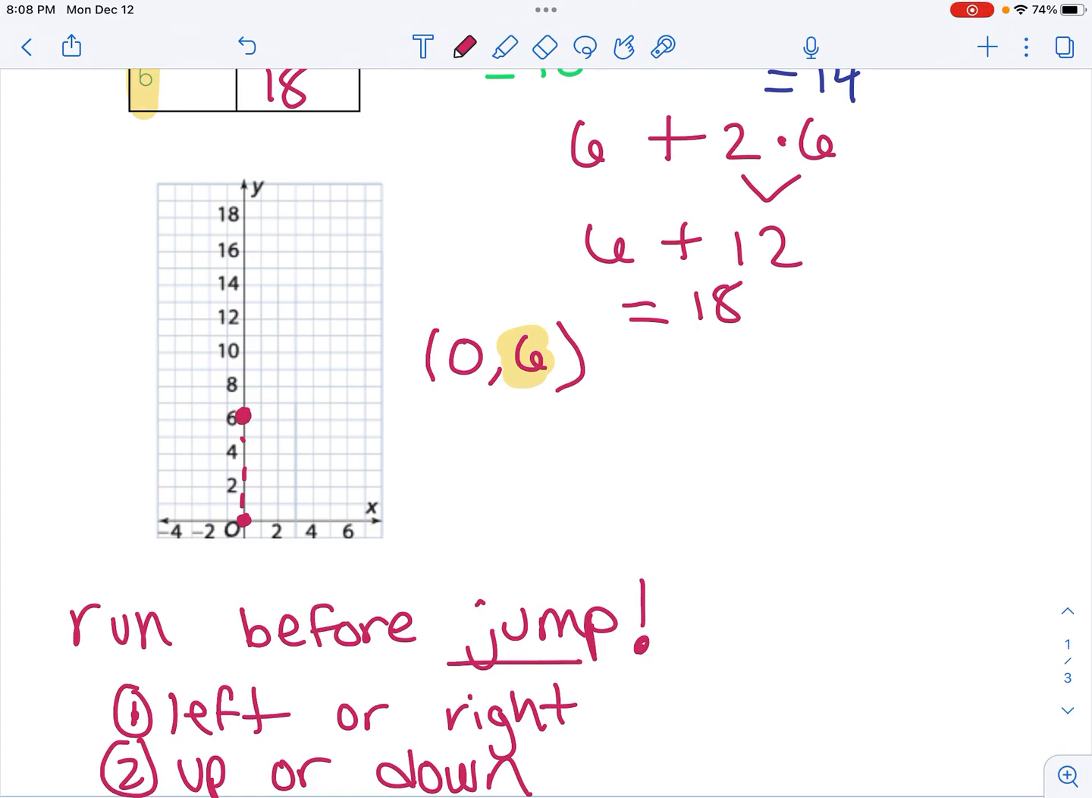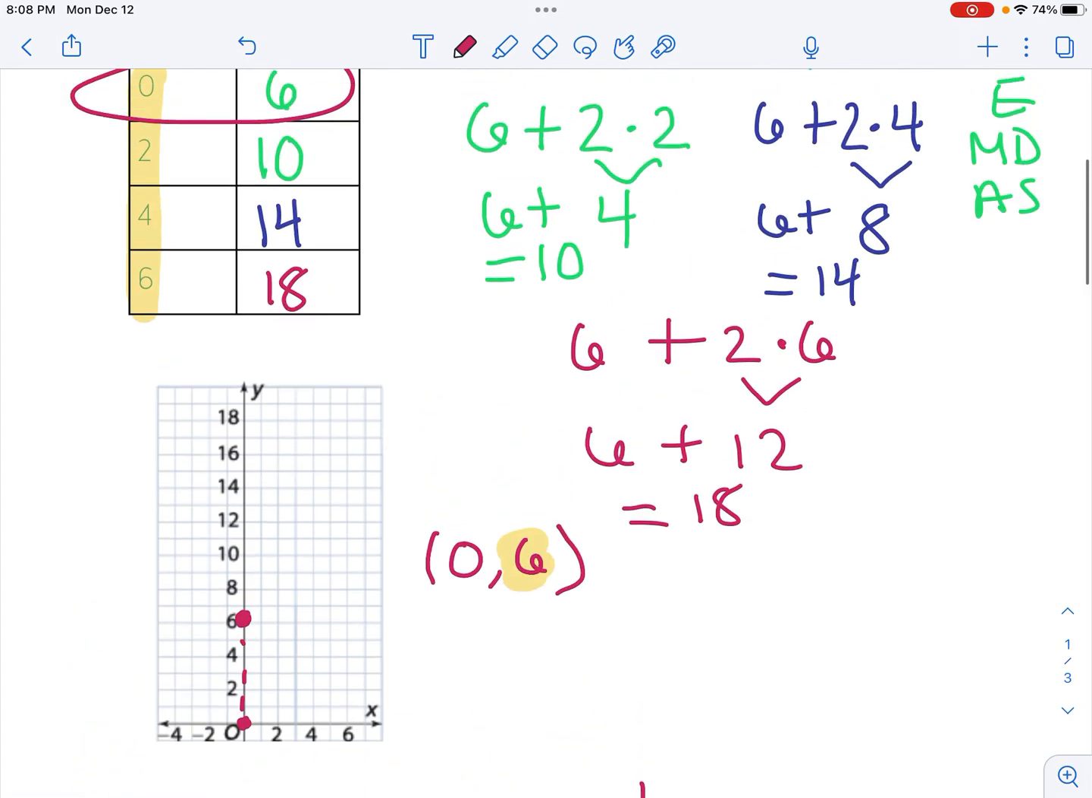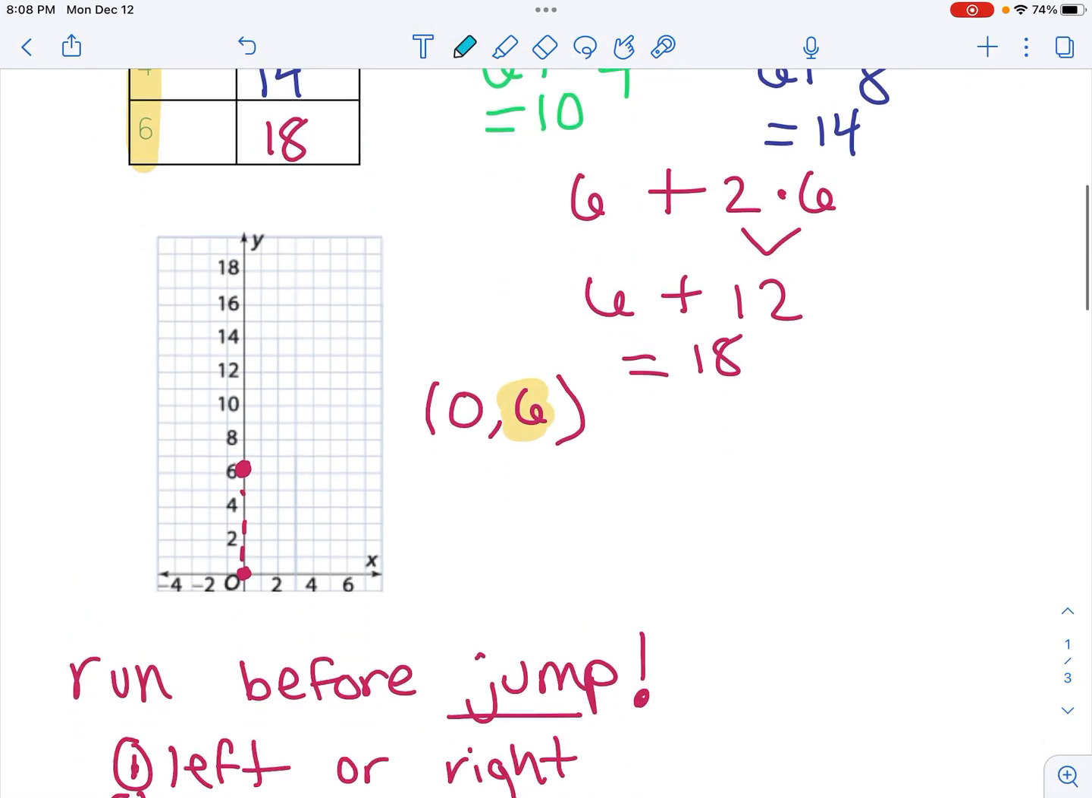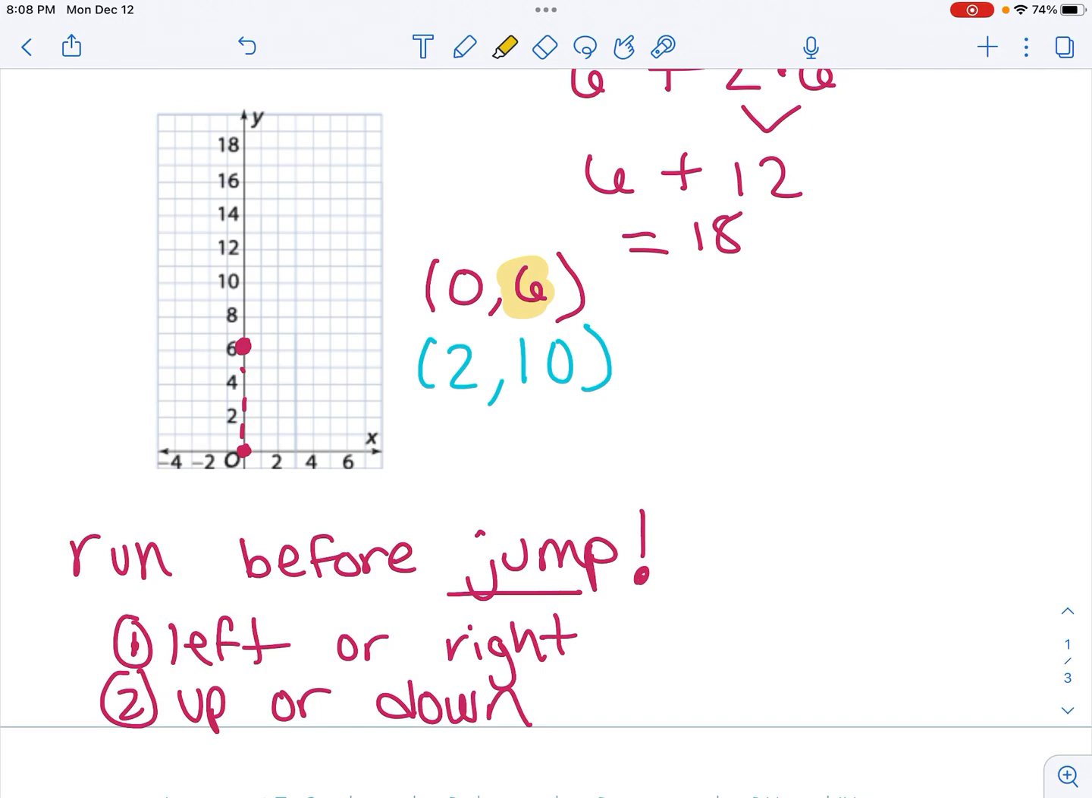So that is my first point. I'm going to go ahead and erase my markings right here so I can just see my point. My next point, I'm going to change my color so you guys can see better, is (2, 10). So we go left or right first. Left or right, I'm going to go to 2. And then up or down, I'm going up 10.